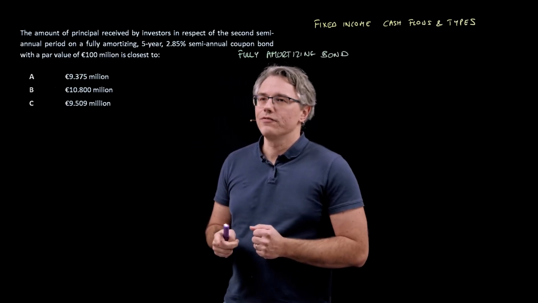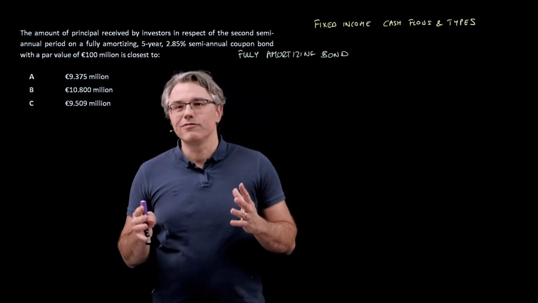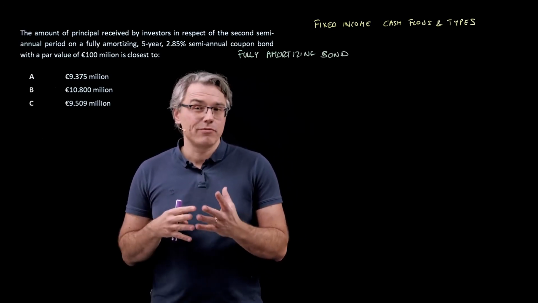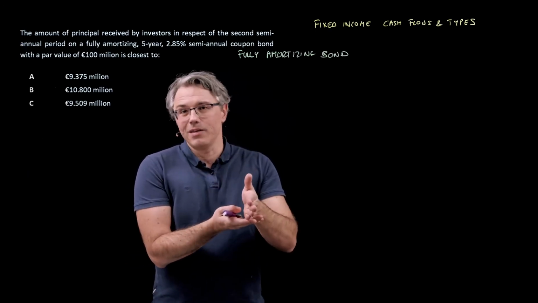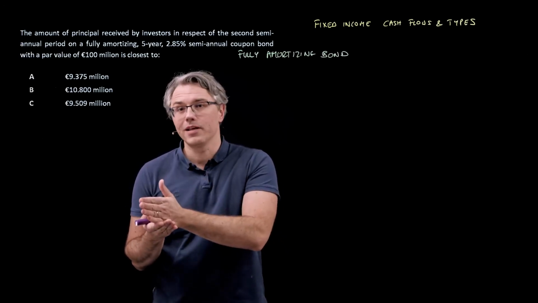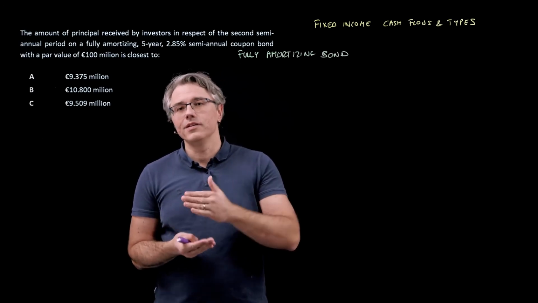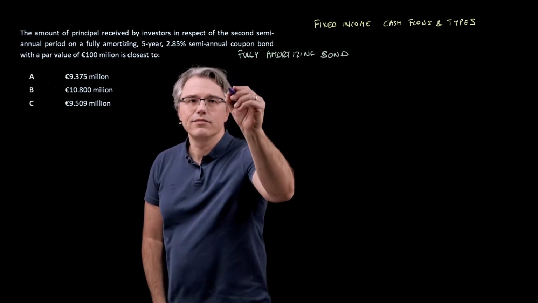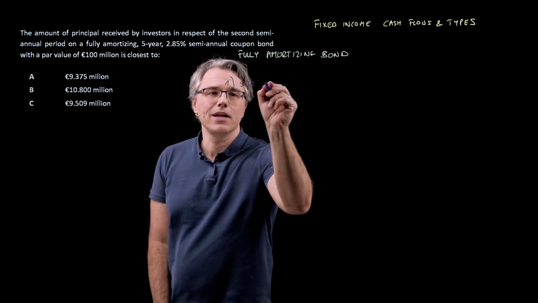We're asked not for the coupon payment, but for the size of the principal payment, or the amount of principal which investors will receive as part of the second payment, which happens at the end of the first year. The first payment happens at the end of the half year, and then the second at the end of the first year. The first thing to do here is actually to compute the size of the level payments.